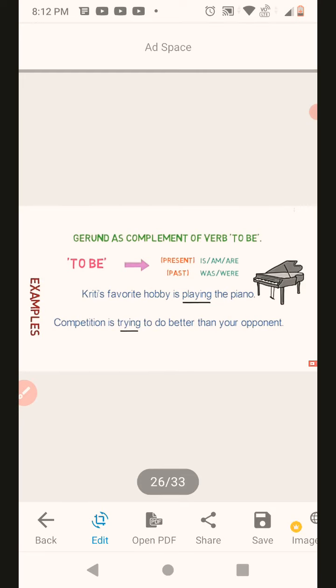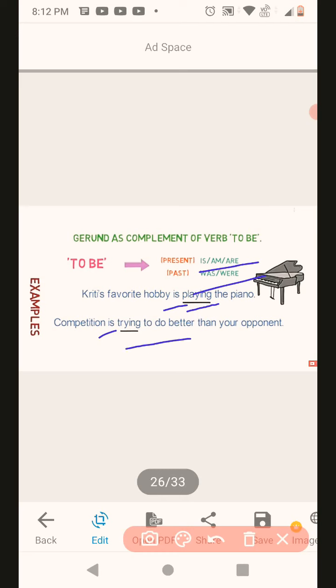Children, to be verbs are is, am, are, was, were, all these are to be verbs. So here the to be verb is is, and here the to be verb is is again. So this is the complement of the verb, and this is also the complement of the verb. So see children, gerund here is functioning as a complement of the verb to be. So here the complement of the verb is playing, and here the complement of the verb is trying. So it is a gerund because it is used as a complement of the to be verb.